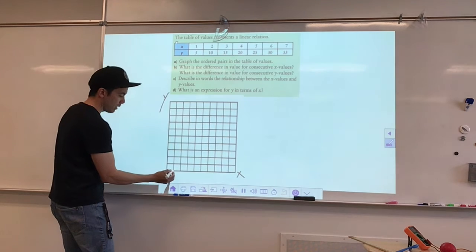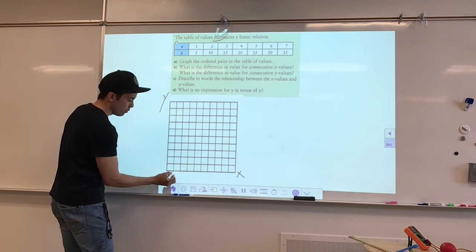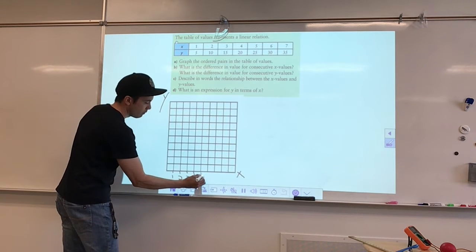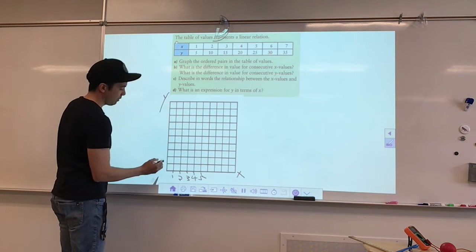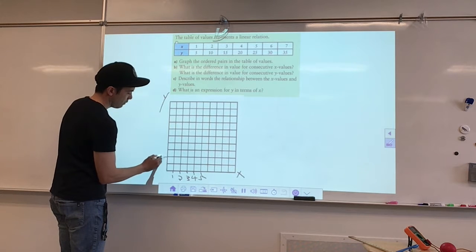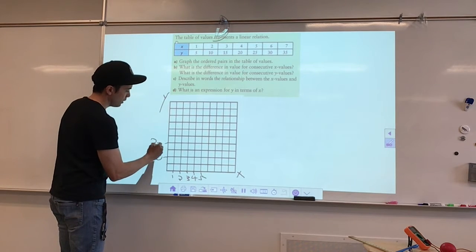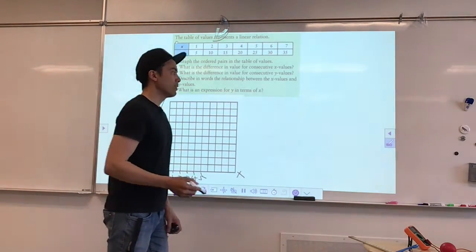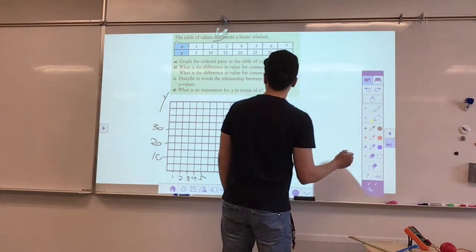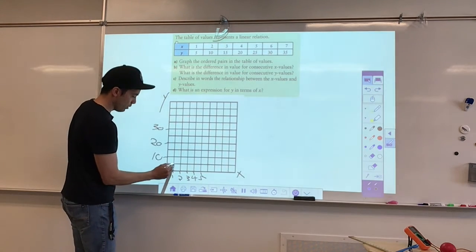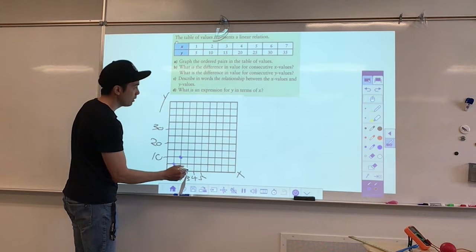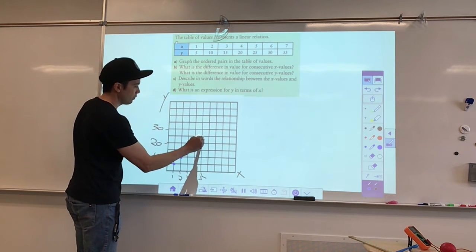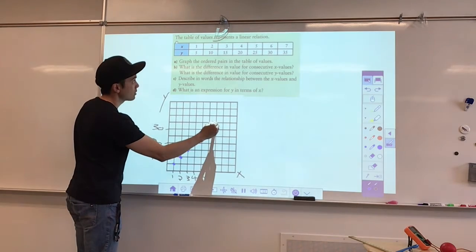I'm going to make my x's go up by 1, so that's 1, 2, 3, 4, 5, and I'm going to make my y's go up by 5: 5, 10, 15, 20, 25, 30. Then I'm just going to plot these coordinates. So 1, 5; 2, 10; 3, 15; 4, 20; 5, 25; 6, 30; 7, 35.